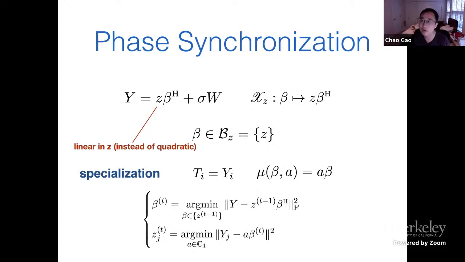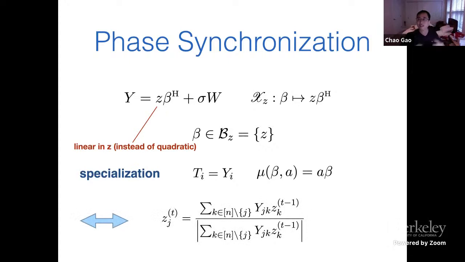The first optimization problem is trivial because if you look at the constraint, it gives you a singleton. So trivially, the answer to the first optimization problem is just the z value from the last step. Then you can plug the relation beta t equals z t minus 1 into the second optimization problem, and if you solve that, you get exactly the iteration formula of the generalized power method. Okay, so indeed, the generalized power iteration and the K-means algorithm are the same. They can be derived from the same approach.